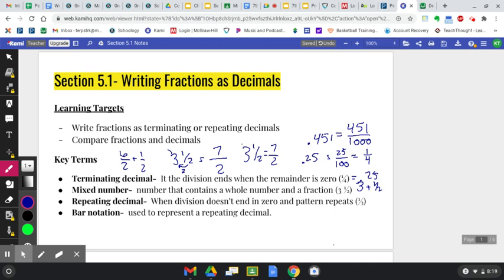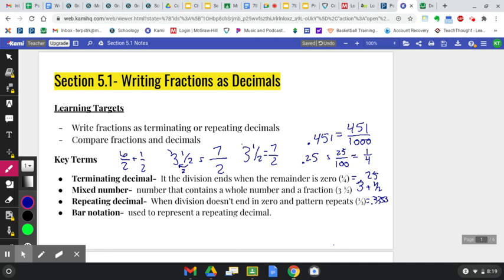We'll also look at repeating decimals, okay? When division doesn't end in a 0 and a pattern repeats, right? You probably have seen 1/3, right? Which is 0.3 if you plug it in your calculator. It's just 0.3 and it goes on and on and on until your calculator stops, right? Your calculator has a finite number of spaces, but that pattern would continue.